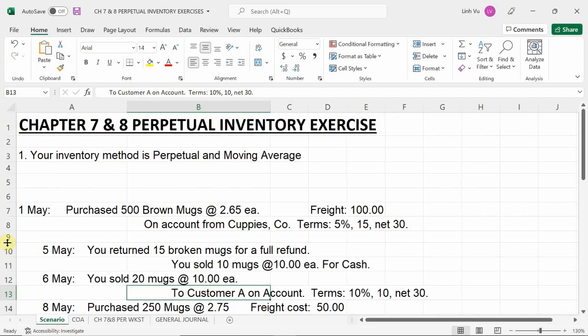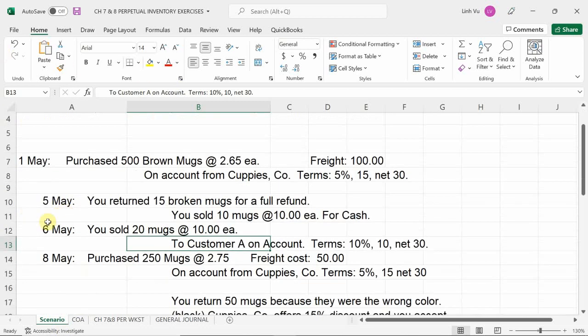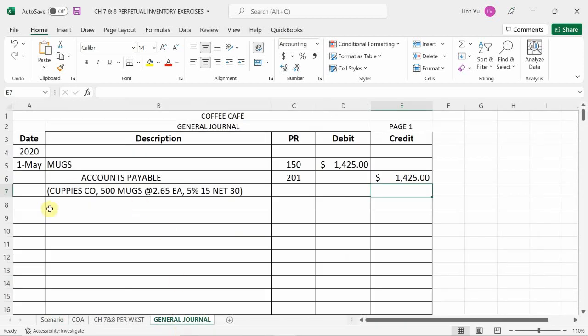So let's see what happened next. May 5th rolls around and you end up returning 15 broken mugs for a full refund. So that means I made a return. Now in this case, it is May 5th. I need to figure out what my accounts are going to be.